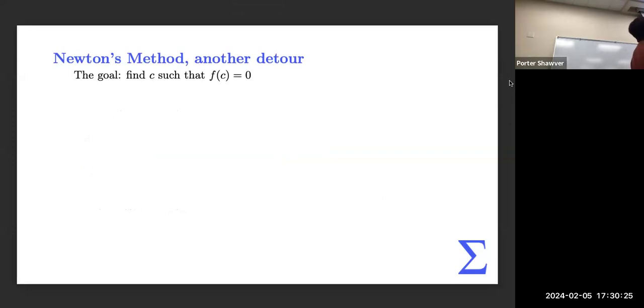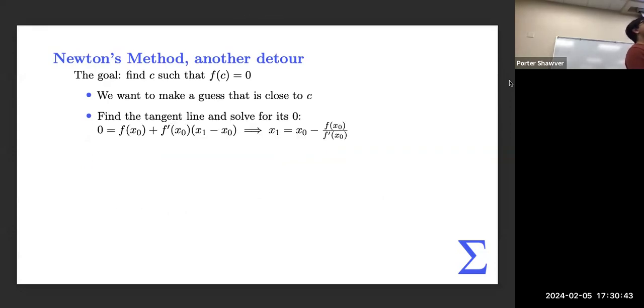The goal of Newton's method is you want to find some value C such that for some given function, f of C is 0. And the way Newton proposed that we do this is we make a guess that is kind of close to C. Like we've got a value that we think is pretty good. And then we follow the tangent line until we get to it. So you build the tangent line out, which is going to be f of x0 plus the derivative of f at x0, where x0 is the initial guess you had.